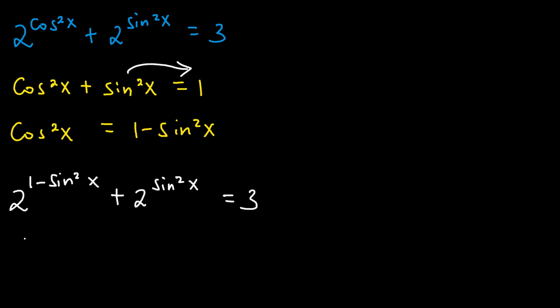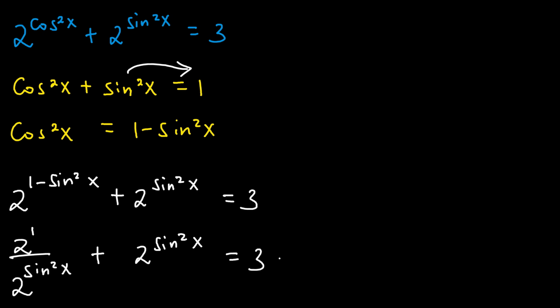And from the rules of exponents, this can also be written as 2 to the power of 1 divided by 2 to the power of sine squared x, plus 2 to the power of sine squared x equaling 3. And at this point, we can let 2 to the power of sine squared x be equal to any variable, let's say a. So we shall have 2 divided by a plus a equaling 3.